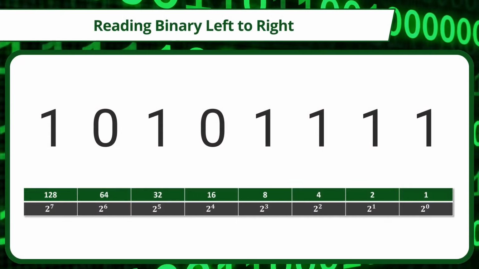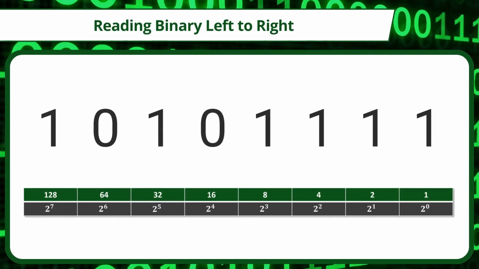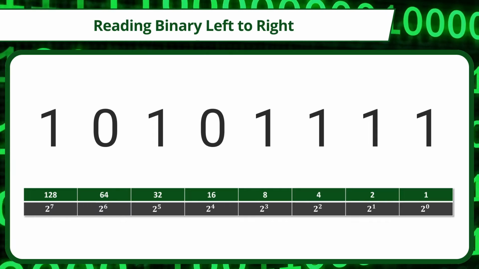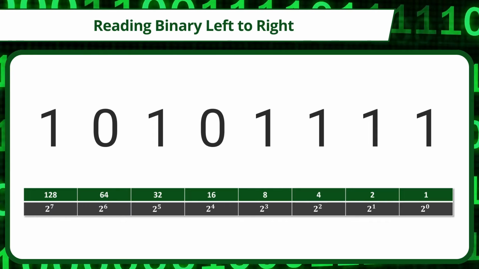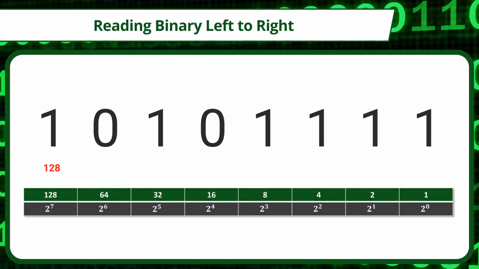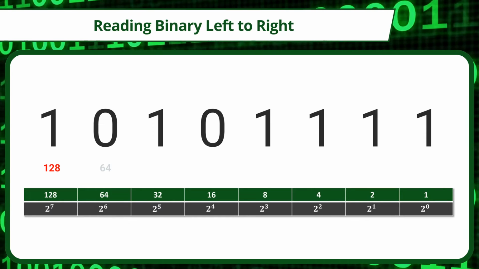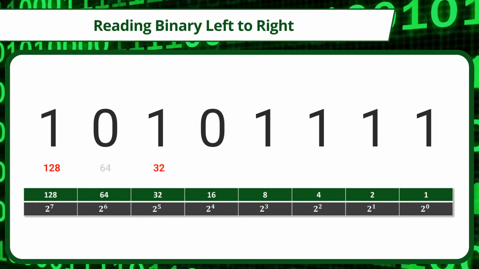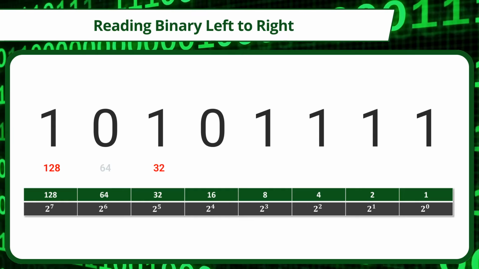Let's work through an example together. Take the binary number 10101111. The leftmost bit is a 1, so that's 128. The next bit is 0, so we skip the 64. The next bit is 1, so we add 32. Next is a 0, so we skip 16.